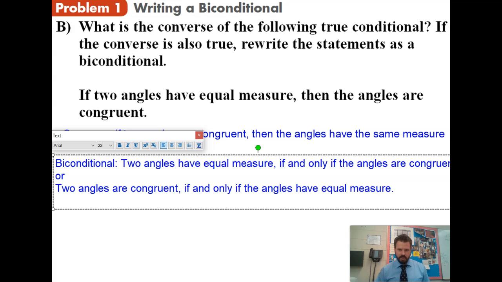You have one extra comma there. Okay, so again, the biconditional will work in either direction because it's true either way. It's a reversible statement.